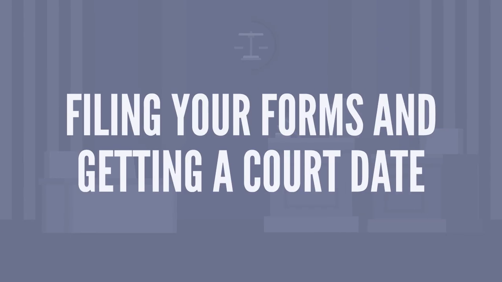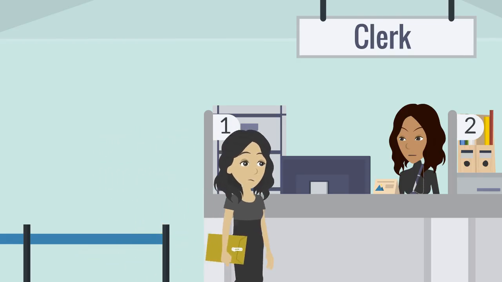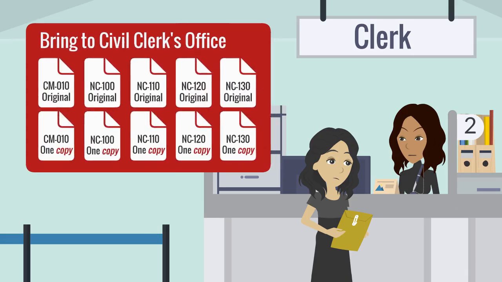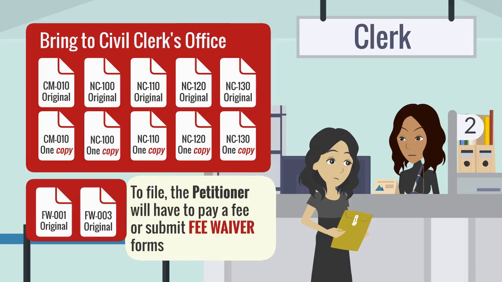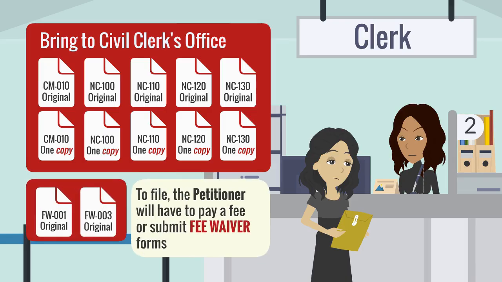Once your forms are complete, you will need to file them with the clerk of the court. Make sure you bring the original and a copy of each form to the civil clerk's office. To file, the petitioner will have to pay a fee or obtain a fee waiver.